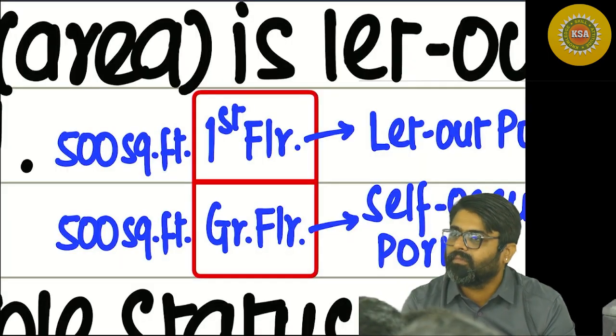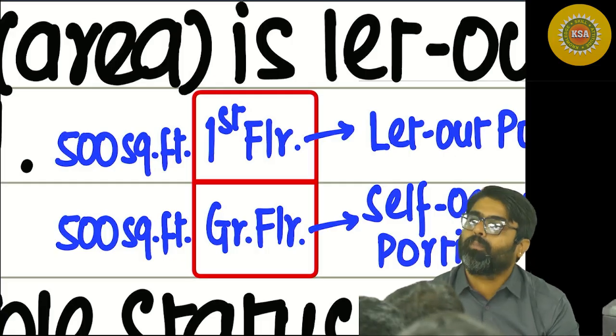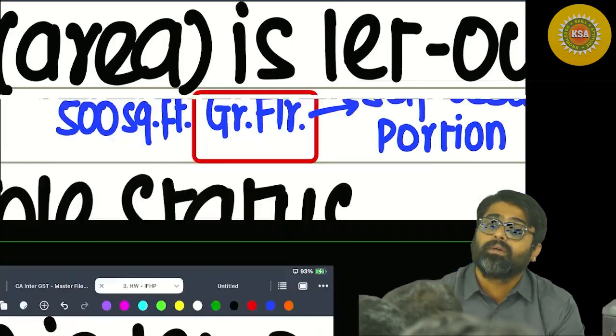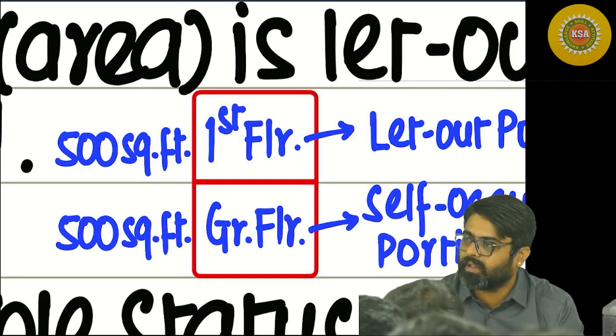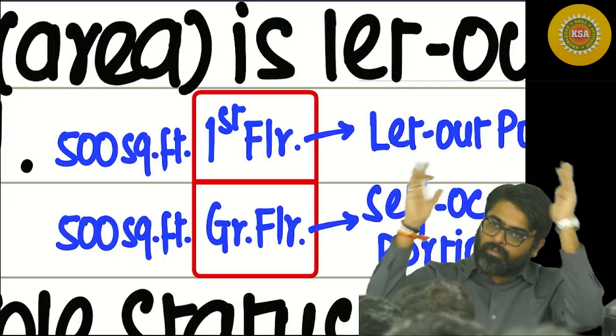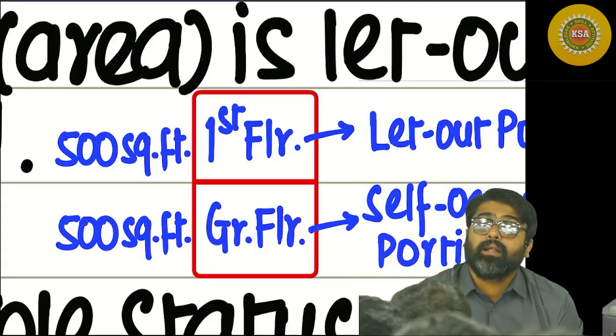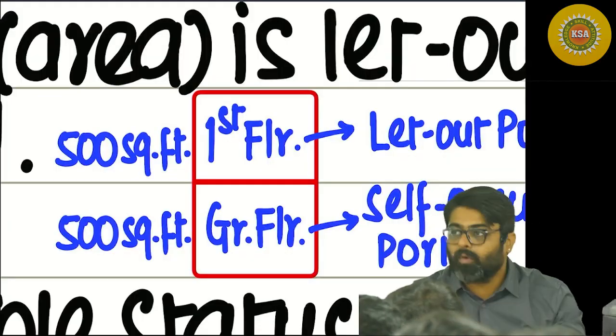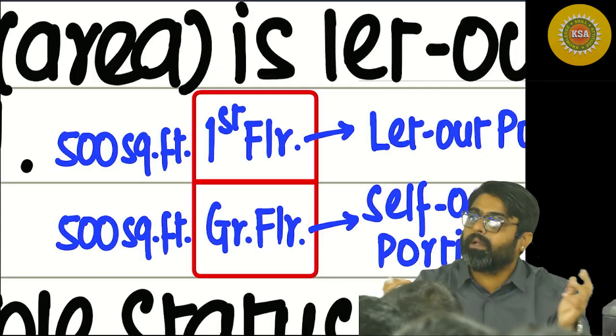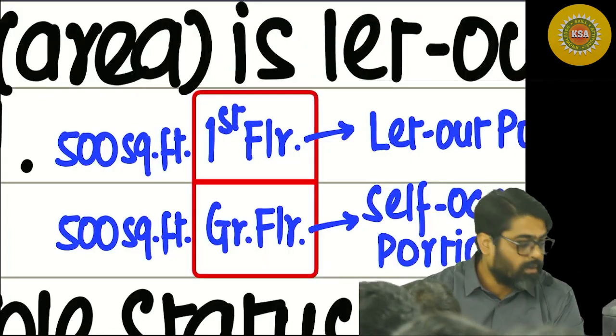Why? Because for SOP, the annual value is exempt. So even if you pay any municipal tax for SOP, you don't get any deduction for that. Getting my point? So if the municipal tax is given for the entire property, what will you do? You will do the proportion. You will bifurcate the municipal tax also in proportion.